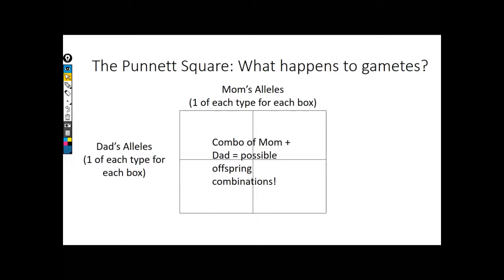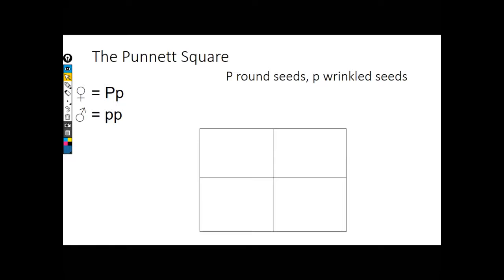Okay, so let's work on doing one of these together, right? So we can practice setting these up. All right, so let's look just at mom for a hot second. Is mom heterozygous or homozygous? Heterozygous, good, right? She has 2 different alleles, right? A big one and a little one. Okay. Does mom have round seeds or wrinkly seeds? Round, good.